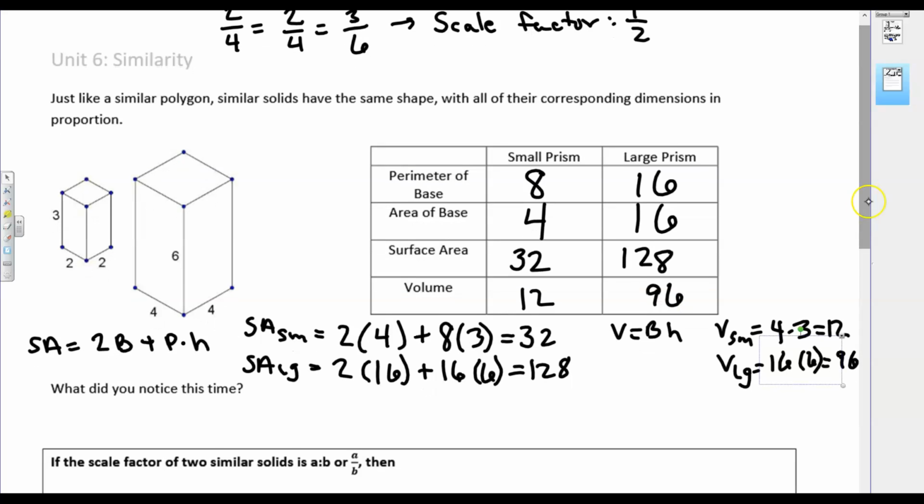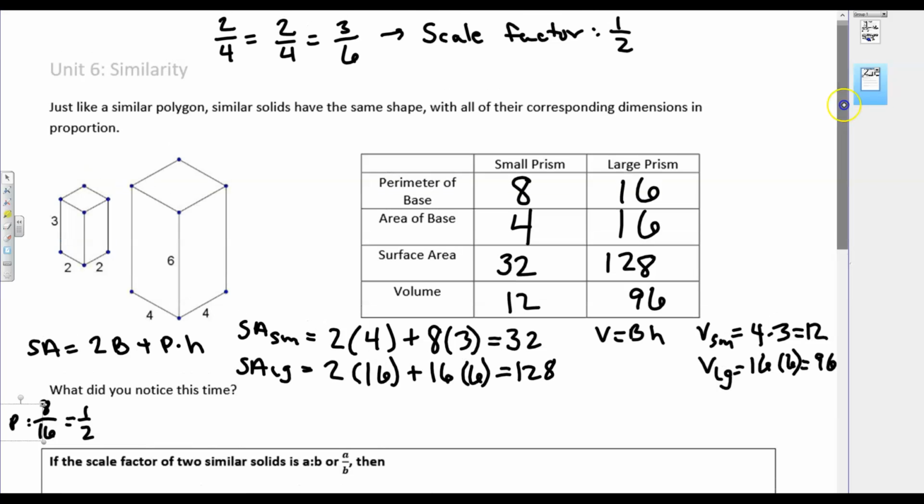Now let's take a look at the ratios here. For the perimeter, when I do 8/16 of my two perimeters, small over large, I still get 1/2. That's the same as the scale factor from up here, 1/2. If I look at the area of the base, that was 4/16, which is 1/4. If you look, 1/2 squared is 1/4.